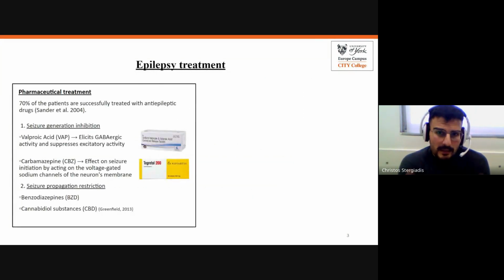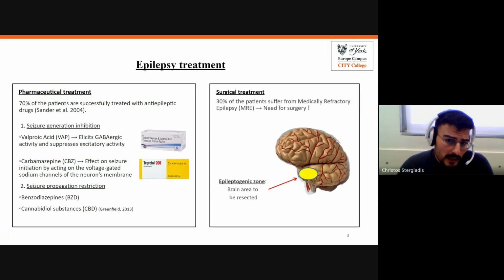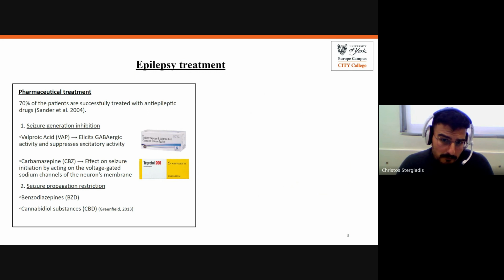Now, let's get into the essence of it. How do we know that epilepsy is out there, but how do we treat it, right? So first of all, 70% of the patients, luckily enough, can be treated with antiepileptic medication. This means that they take some pills for probably the rest of their lives on a daily or bi-daily basis in order to control seizures.